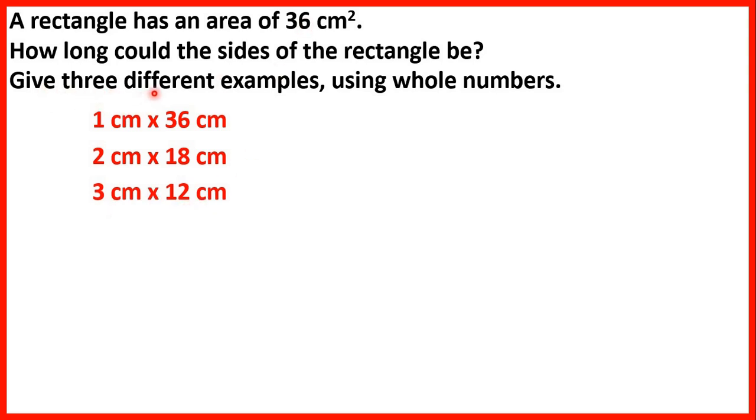So we've given 3 different examples and we've used whole numbers rather than decimals, but there is another possible solution here as well. We could have 4 centimetres times 9 centimetres, because 4 times 9 is 36. Now if we had a width of 6 centimetres and a length of 6 centimetres, though the area would be 36, we wouldn't have a rectangle, we would have a square. So we can't use 6 centimetres by 6 centimetres, we need to use one of these, or 3 of these.